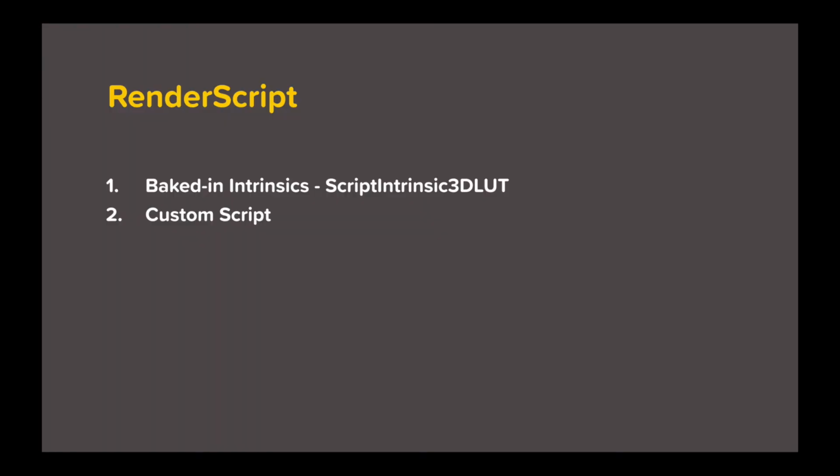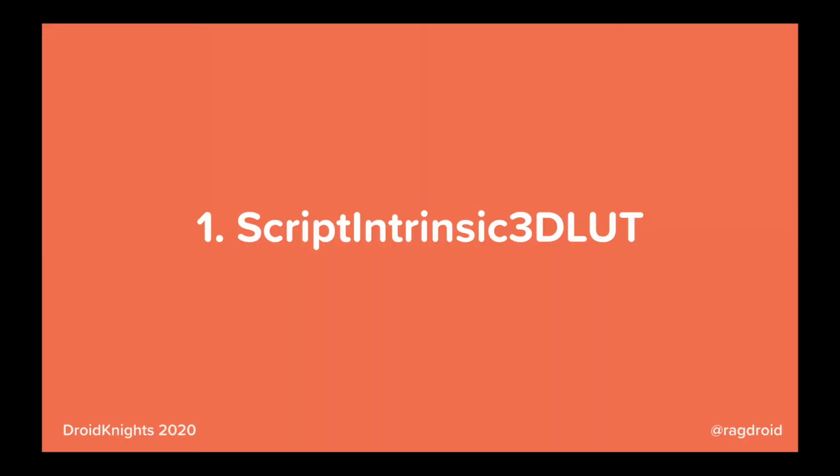So there are two ways of doing this in Renderscript. The first one is a baked-in intrinsic. There is a class called ScriptIntrinsic3DLUT, which is available to us if we want to implement lookup tables in Android. The other option was to use a custom script, but we'll get back to that. So firstly, let's look at this first option, ScriptIntrinsic3DLUT.